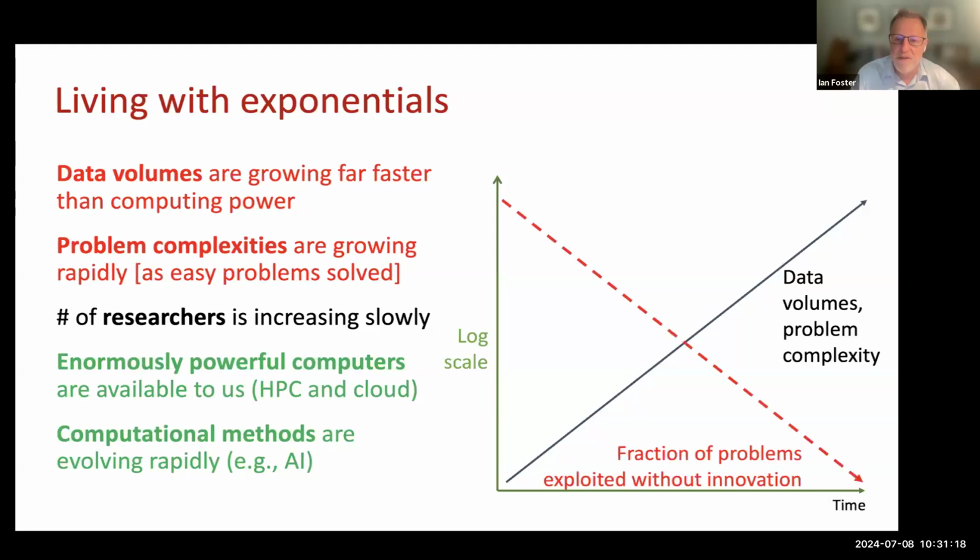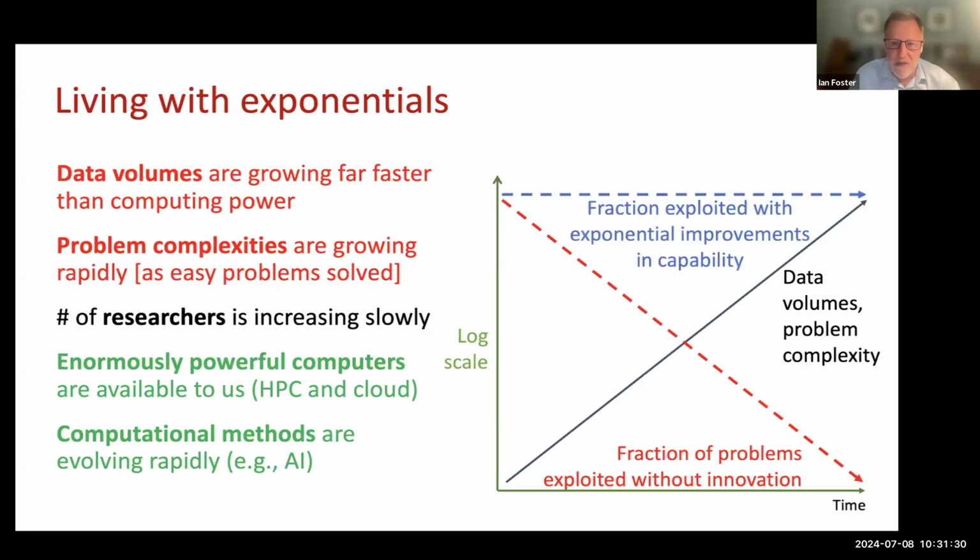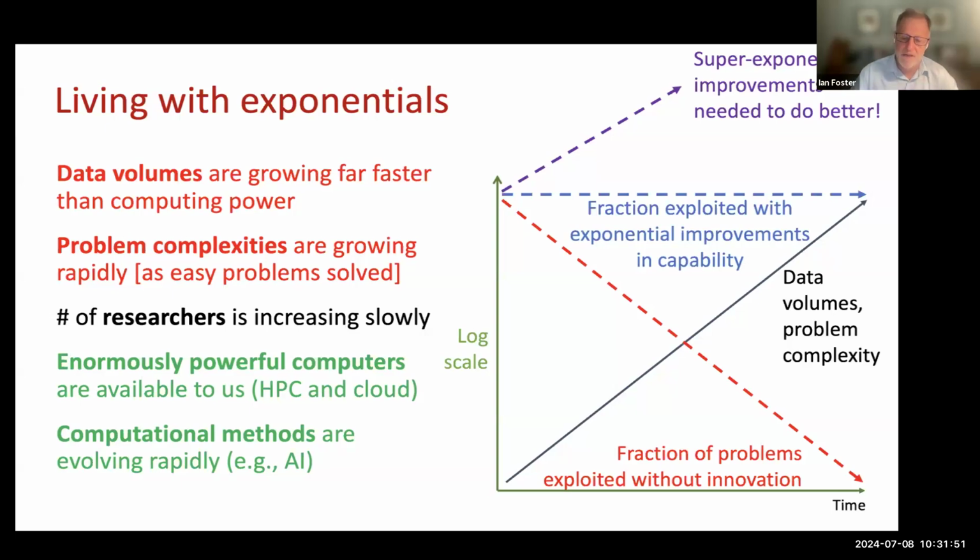So if we keep applying the same methods we've always applied, we're going to be solving exponentially fewer problems or doing exponentially worse. If we keep improving our capabilities exponentially, then we're going to at least stay on at a constant rate. If we want to do better, we need to actually improve what we're doing super exponentially. So this is, I think, a challenge we should all be thinking about, and I would say, a motivation for this current workshop. Business as usual is no longer satisfactory.